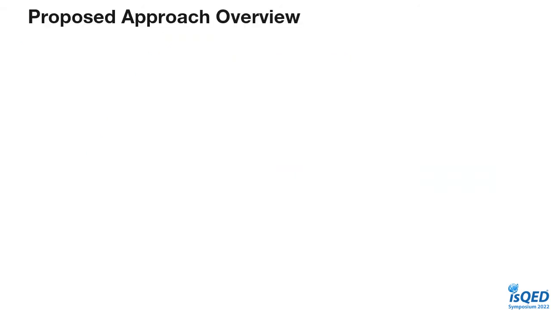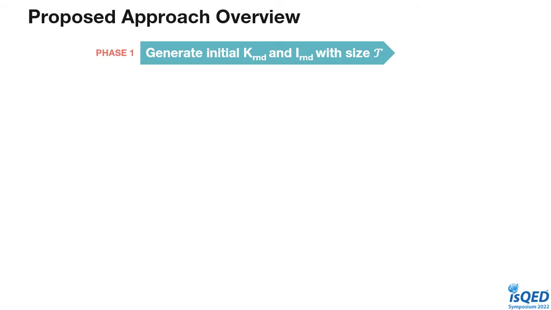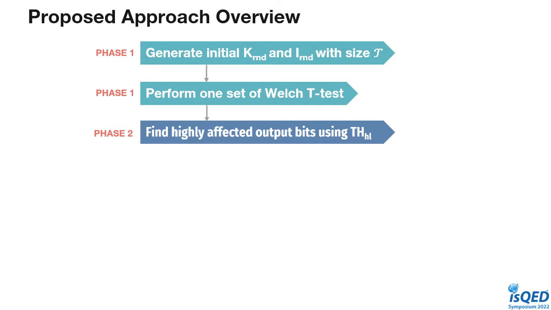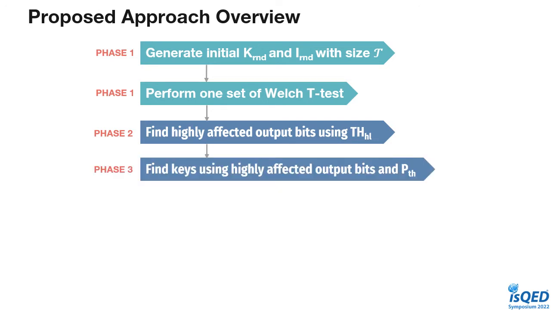So the overview of our approach: first of all in phase 1 we generate the initial random key set and input set, and this also comes in phase 1, that we perform one set of Welch's t-test. Then in phase 2 we find highly affected output bits using the output probability threshold, and in phase 3 we find the keys using highly affected output bits and the probability threshold, and I will explain all these later in detail. This would be one iteration.